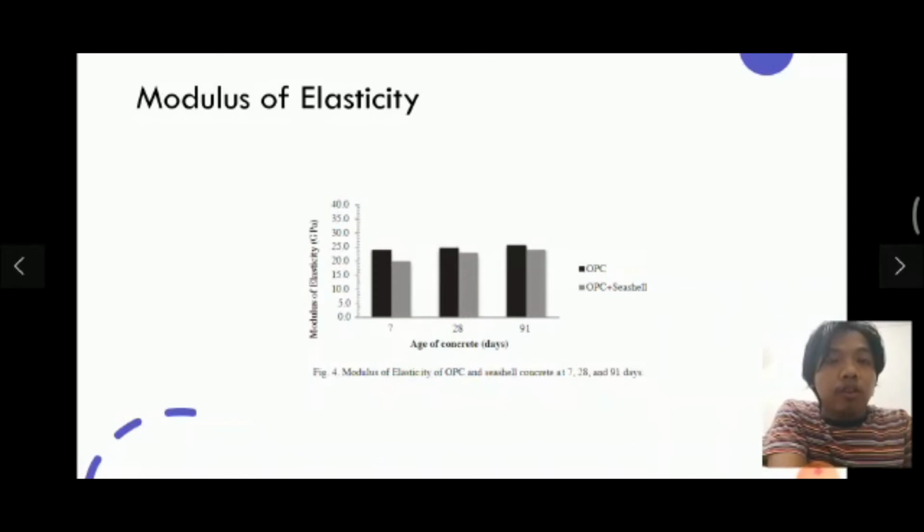The last one is modulus of elasticity. We can see that at day 7, OPC is better than OPC plus C-shell. It is the same at 28 and 91 days. So for modulus of elasticity, OPC is better than OPC plus C-shell.